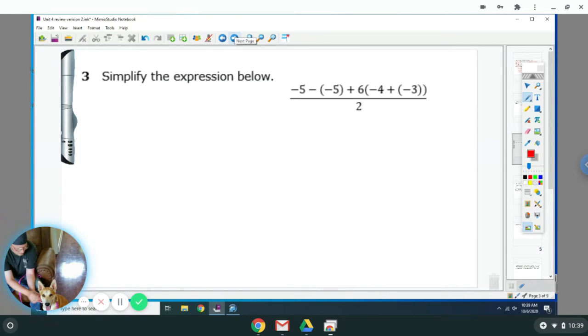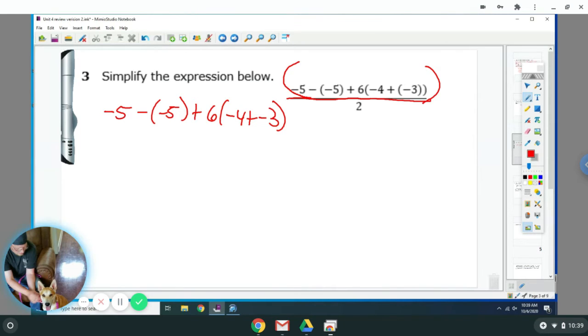Okay, 3 says simplify the expression below. It says negative 5 minus negative 5 plus 6, parentheses, negative 4 plus negative 3, all divided by 2. Since this whole line is being divided by 2, that means we need to do everything on top first, and then divide it by 2. So I'm going to do negative 5 minus negative 5 plus 6, parentheses, negative 4 plus negative 3, parentheses. And then I'm going to worry about the divide by 2 at the very end. We're just going to do the top first.